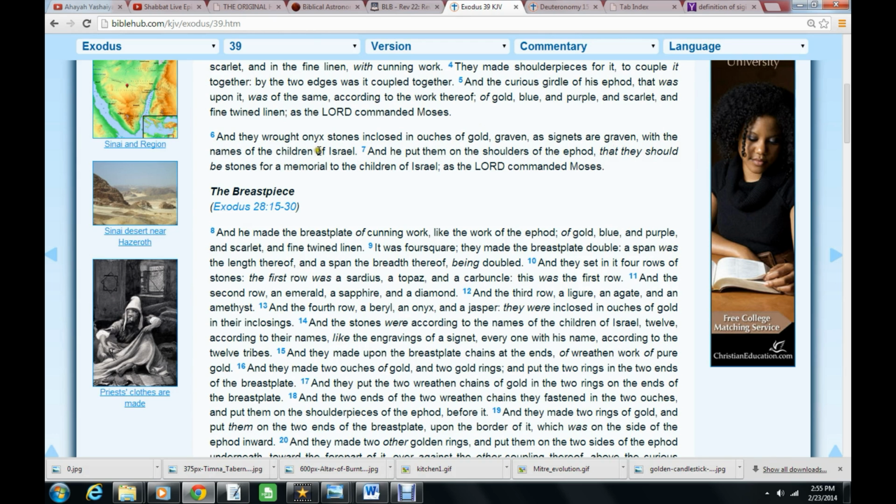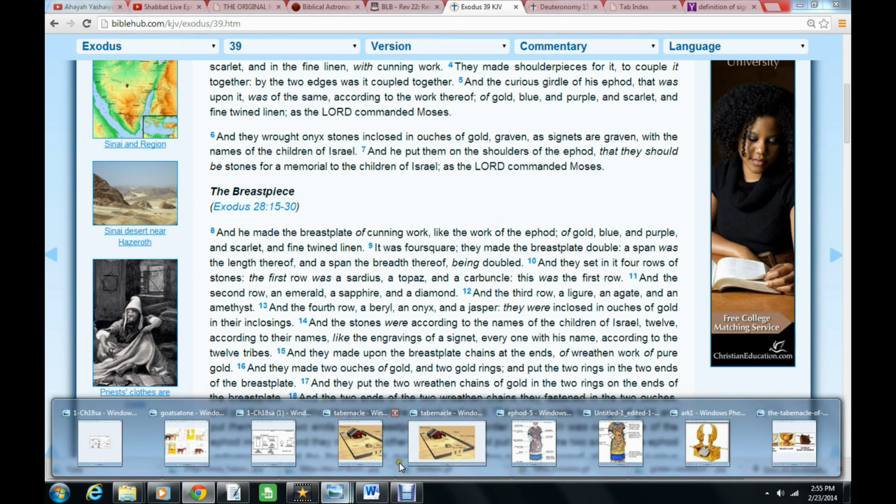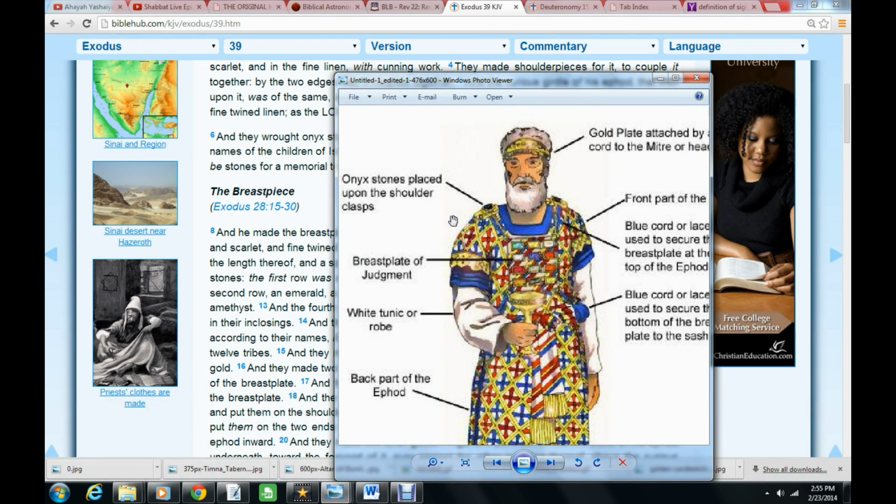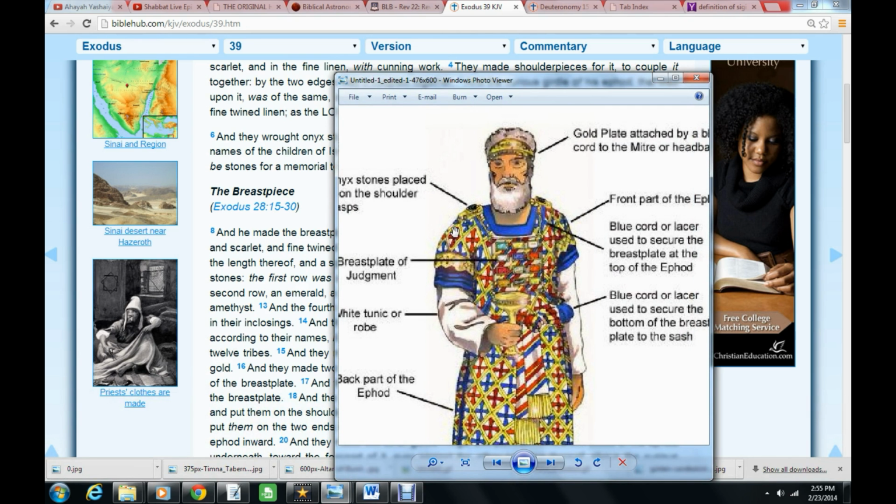So the onyx stones they worked on this were enclosed in ouches of gold, graven as signets are graven, with the names of the children of Israel. And he put them on the shoulders of the ephod, that they should be stones for a memorial to the children of Israel, as the Most High commanded Moses. And as you can tell, that would be this right here, onyx stones placed upon the shoulder clasp. That's the shoulder clasp, those two.